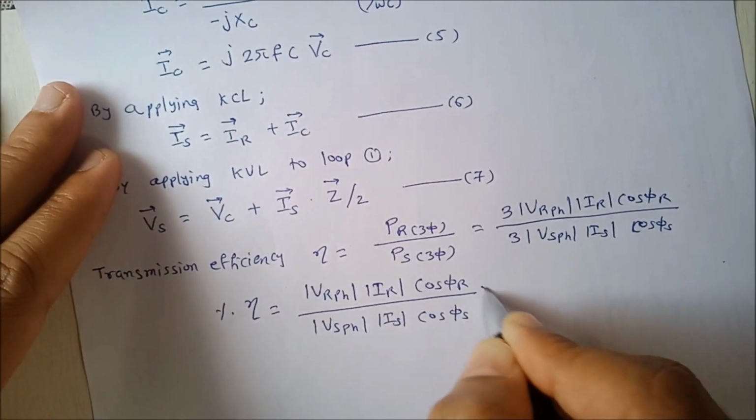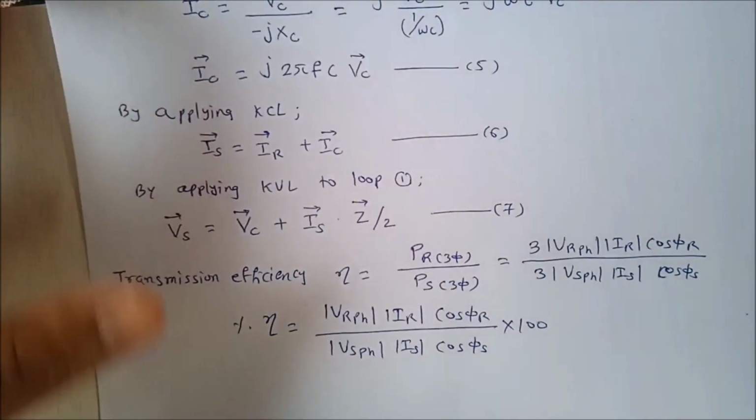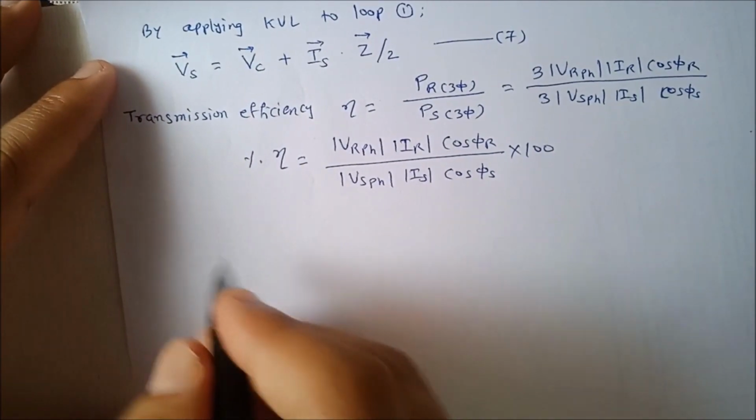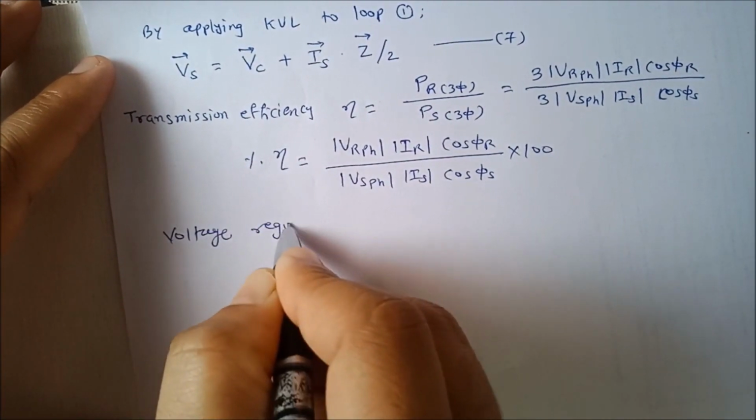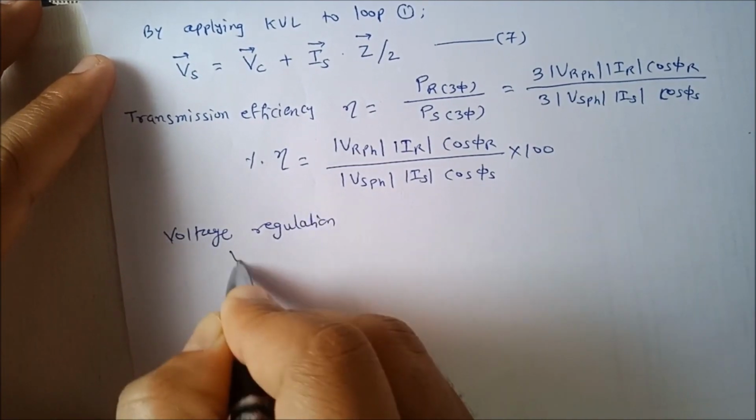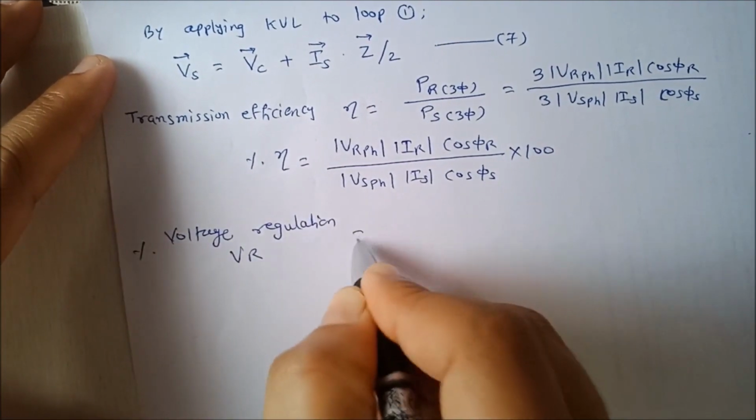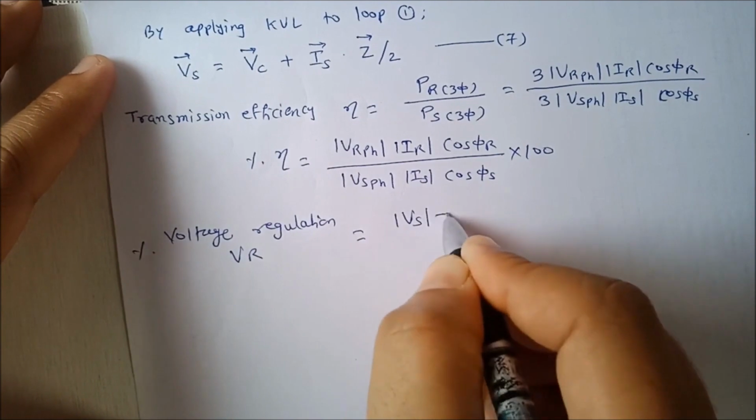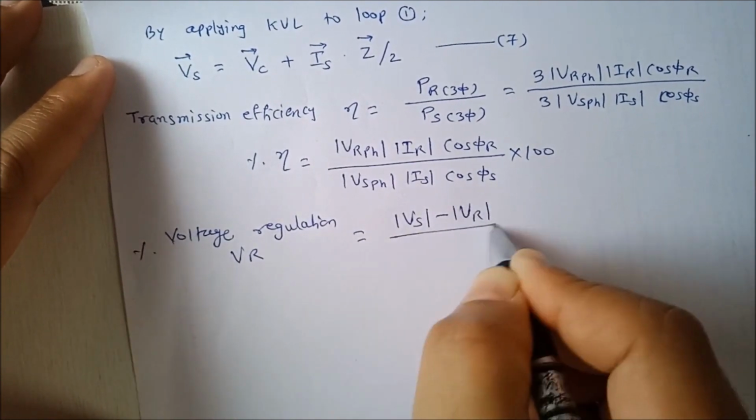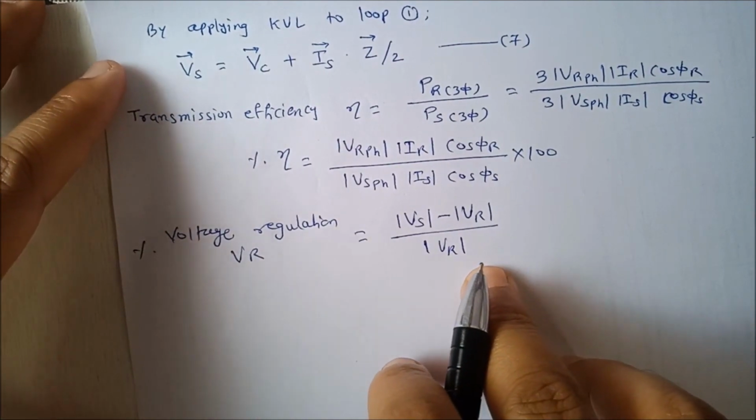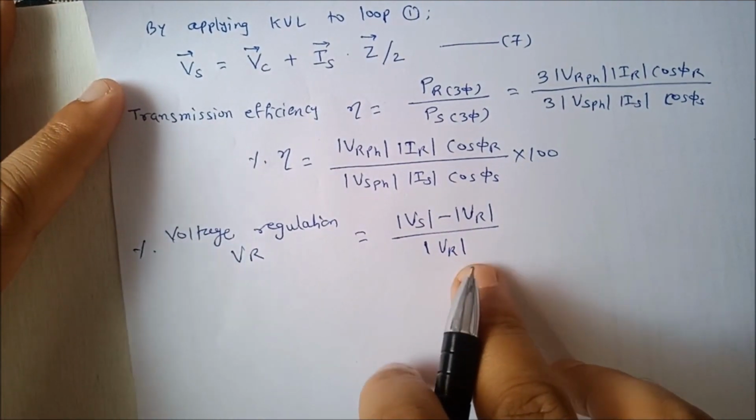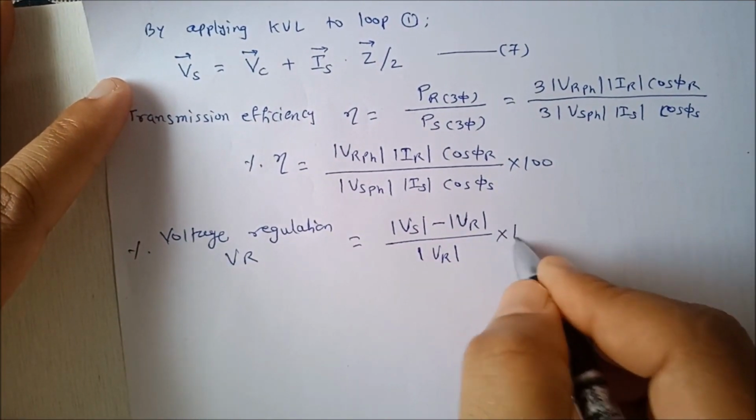If you want it in percentage, multiply by 100. And if you want the approximate voltage regulation, in percentage, VR percentage, approximately we can write it as Vs minus Vr by Vr. This is the approximate relation. For a short line this will be the exact relation, but for a medium or long line this will not give the exact relation. This will be approximate.